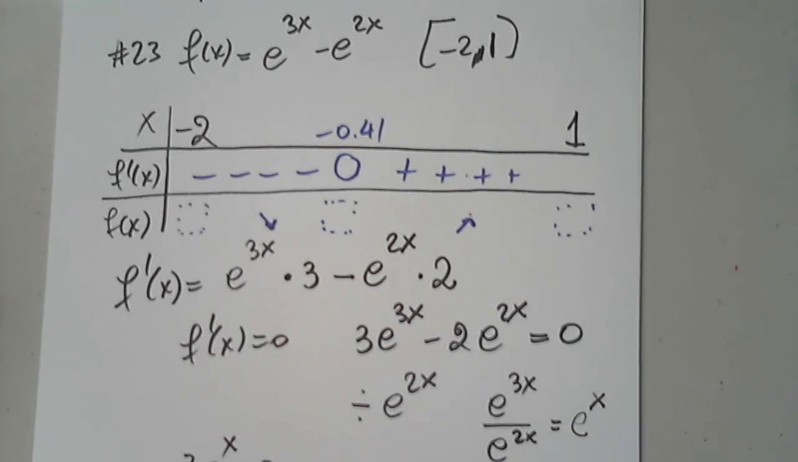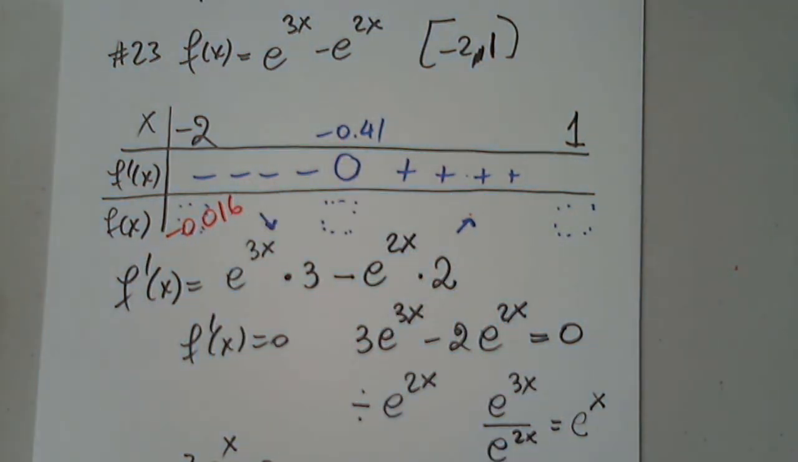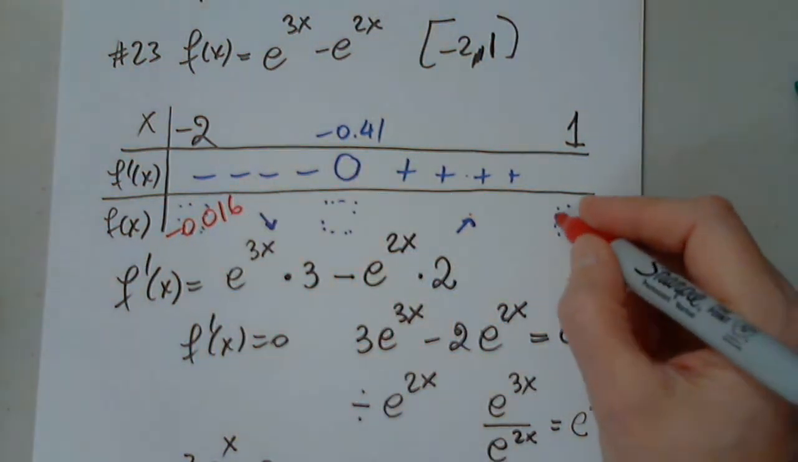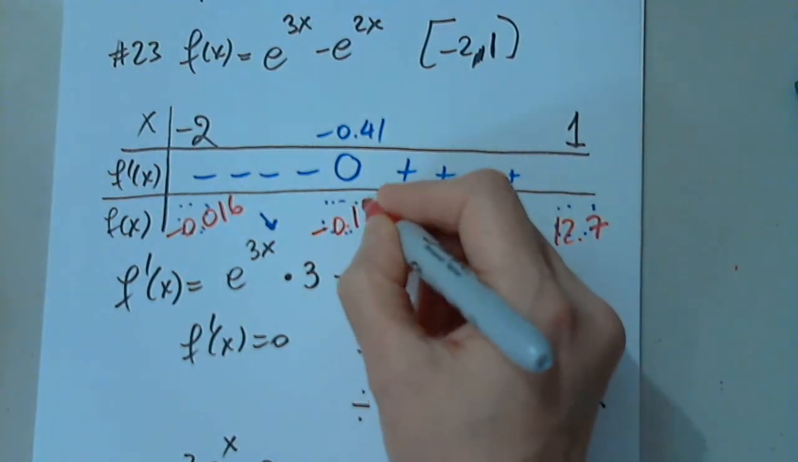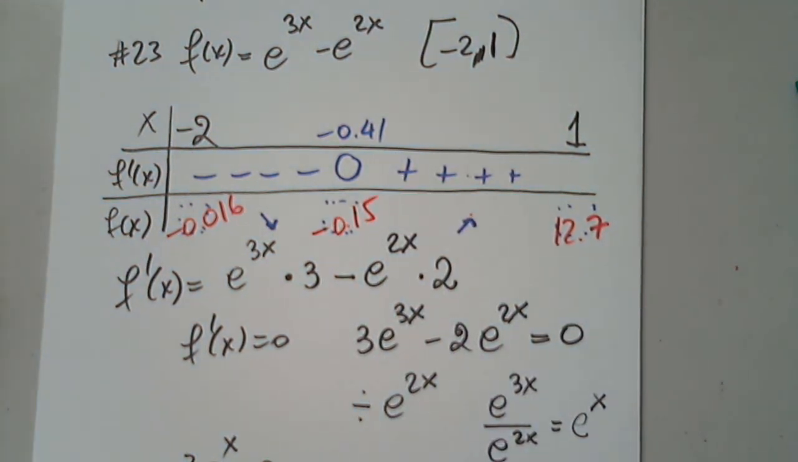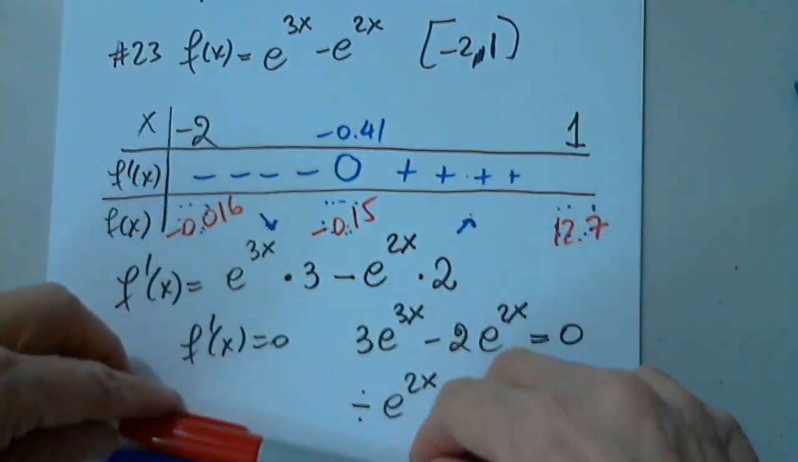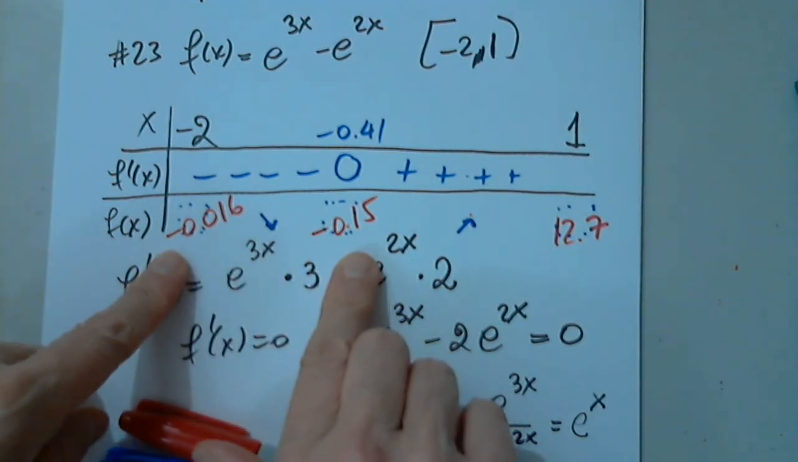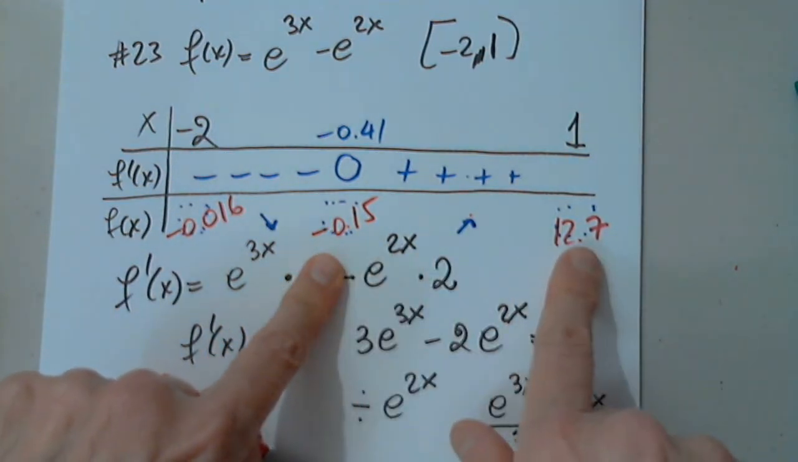And I need 3 values in it. I need the -2. I'm going to copy it, -0.016. At 1, I'm going to copy 12.7. And I also need -0.41. So yeah, look at that, -0.15. Good. So now I have to make sure that my numbers match the signs of the derivative. From this to this, yes, that's true. This is a larger number than this. That's correct. Now from this to this, it's perfect.